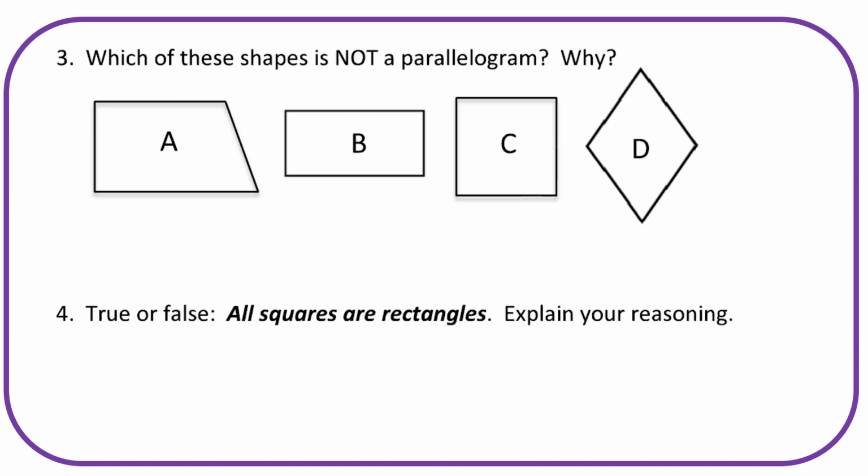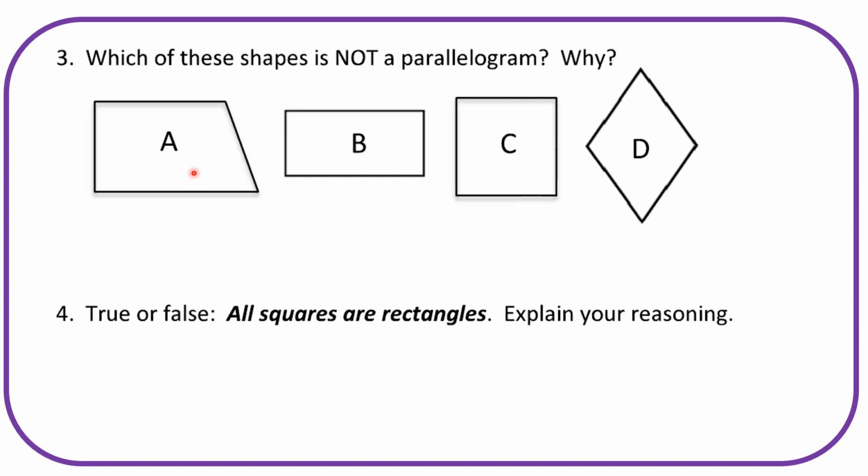Let's go over number 3 and number 4, the last 2 on that page. Number 3 says, which of these shapes is not a parallelogram and why? Before looking at these shapes, first let's think about the properties of a parallelogram. What makes a parallelogram a parallelogram? Parallelograms have 2 sets of parallel lines. And because I'm looking for the shape that is not a parallelogram, I'm looking for the shape that does not have 2 sets of parallel lines.